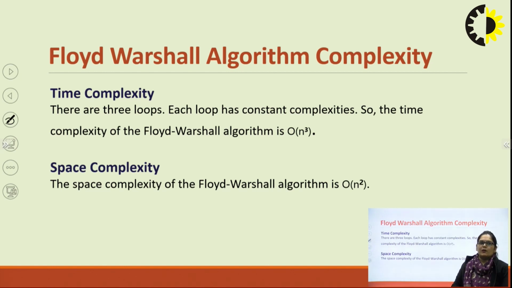So what will be the complexity? Here we are using 3 loops. One is for the iterations, one loop for i and j, 2 loops for the matrix. So as we are using 3 loops, the complexity will be n to the power 3, n cube. So the total time complexity of the Floyd-Warshall algorithm is big O of n cube. And what will be the space complexity? Space complexity of the Floyd-Warshall algorithm is O of n square, as you are storing your cost values in the form of a matrix, so the complexity will be big O of n square.